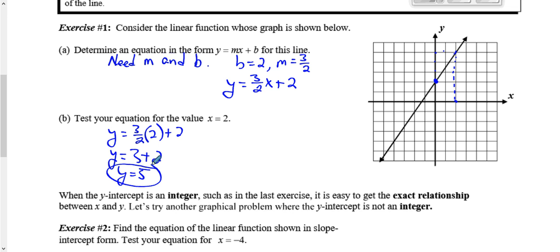What do you think? No, you're plugging in. But now the x is 2. It is 3/2 x plus 2.